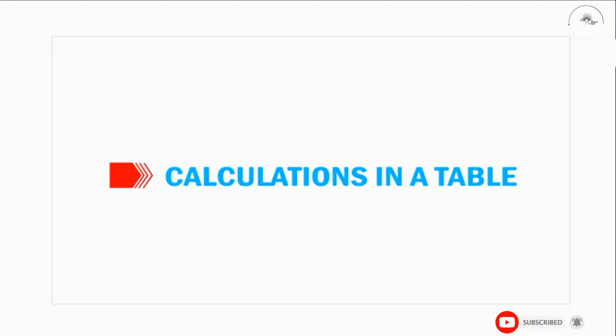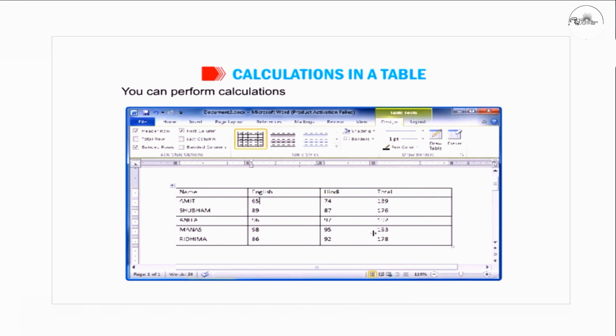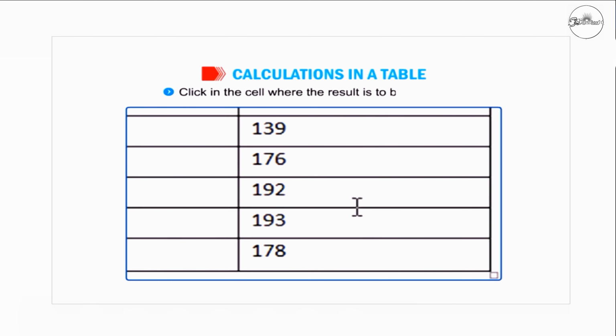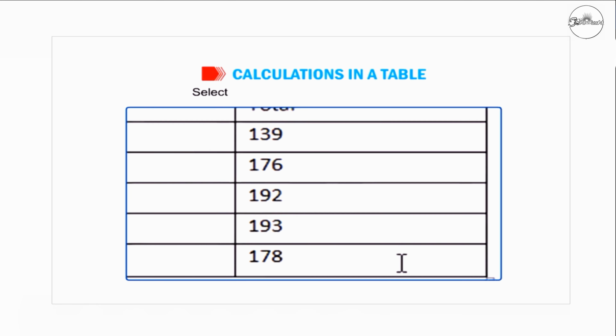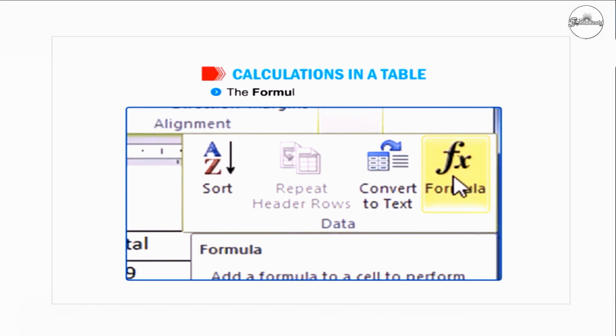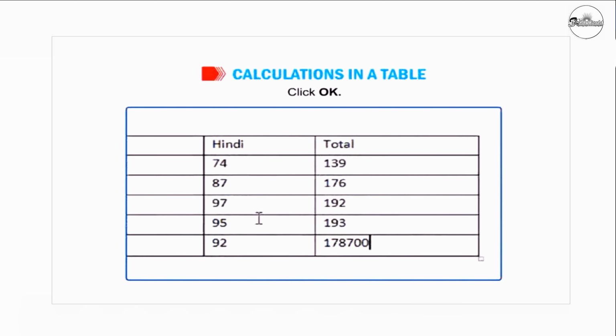Okay, now let us talk about calculations in a table. You can perform calculations on the numeric data entered in a table. Enter the data in a table, select the Layout tab. Click in the cell where the result is to be displayed. Select the Formula button in the Data group. The Formula dialog box appears. Note that the sum formula is already displayed. Click OK. The result appears in the selected cell.